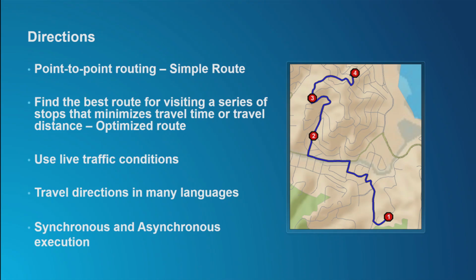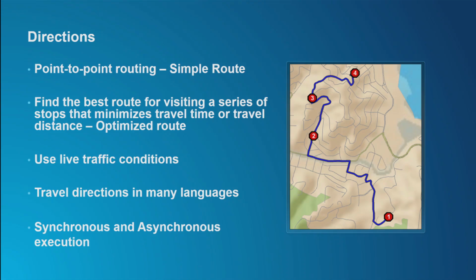This service allows you to do your point-to-point routing between one or more stops, which is what we call simple routes. It also supports the ability to optimize the sequence in which you visit the stops such that it minimizes the overall travel time and travel distance. These are called optimized routes.